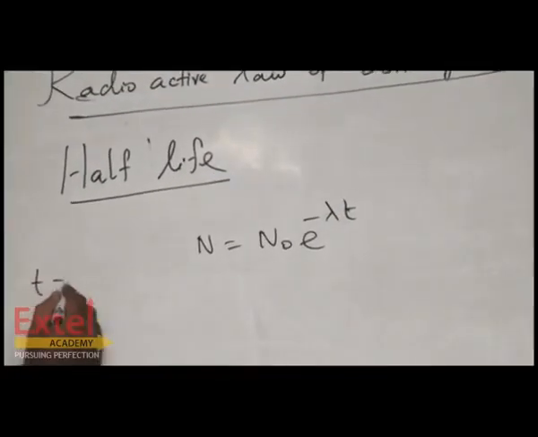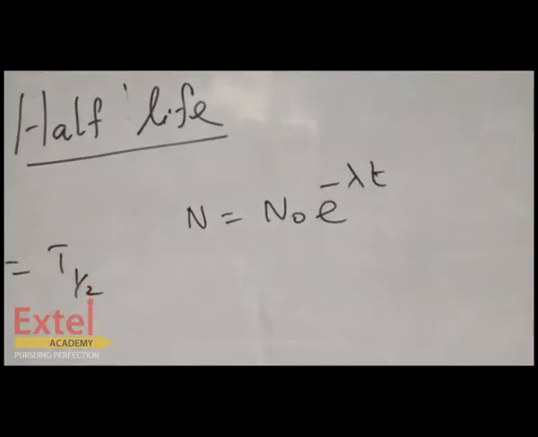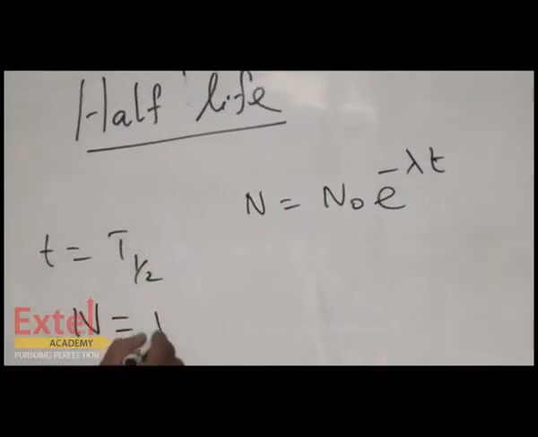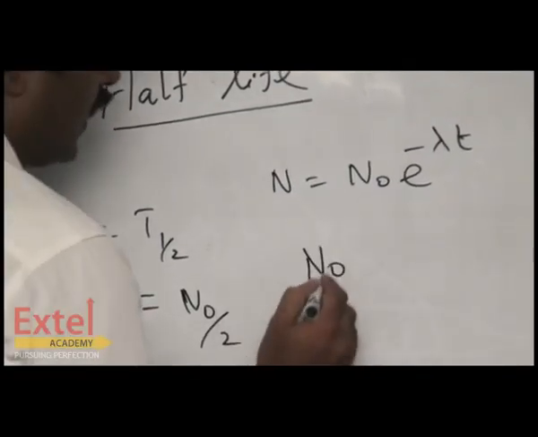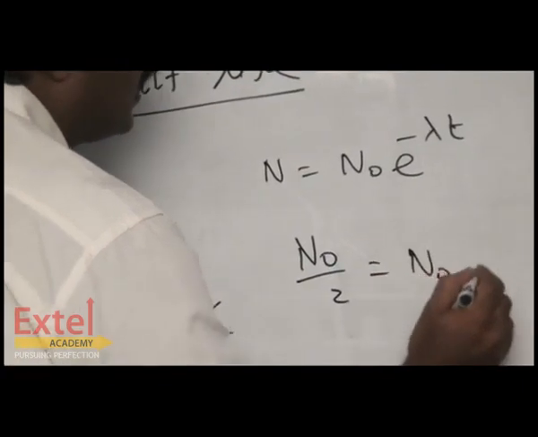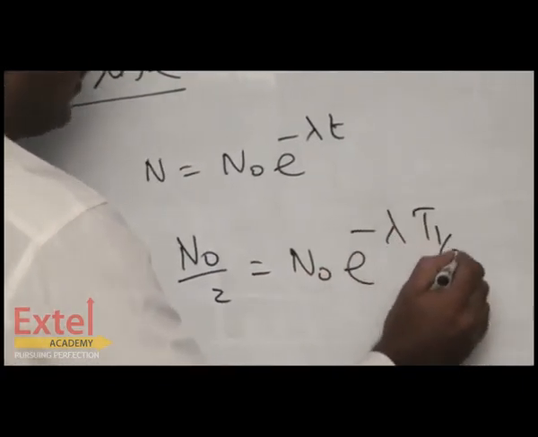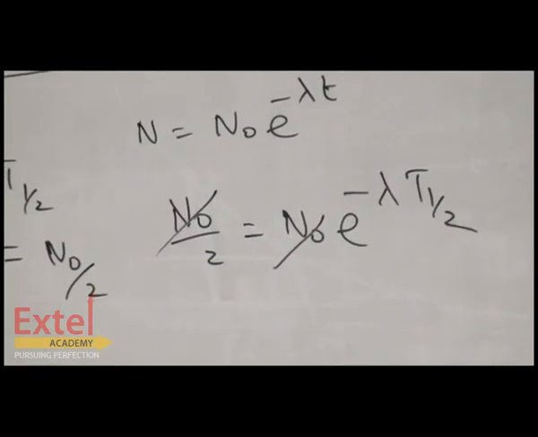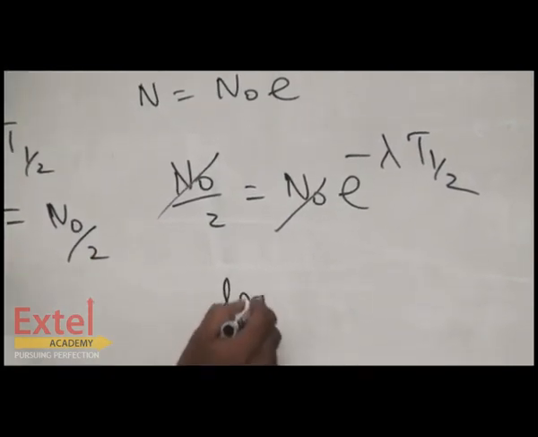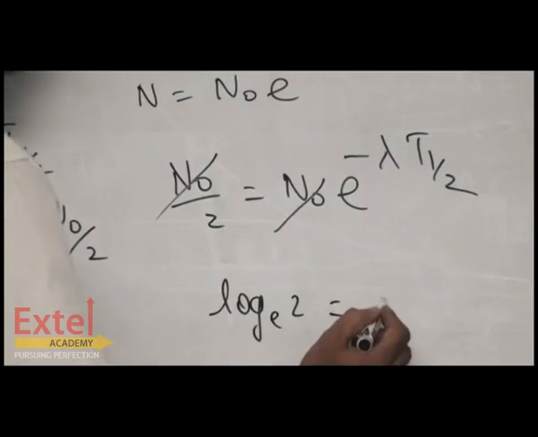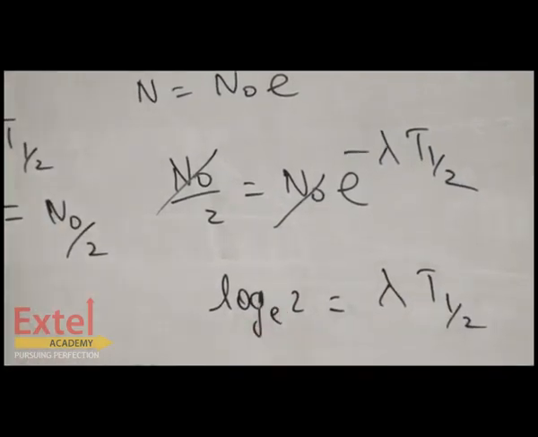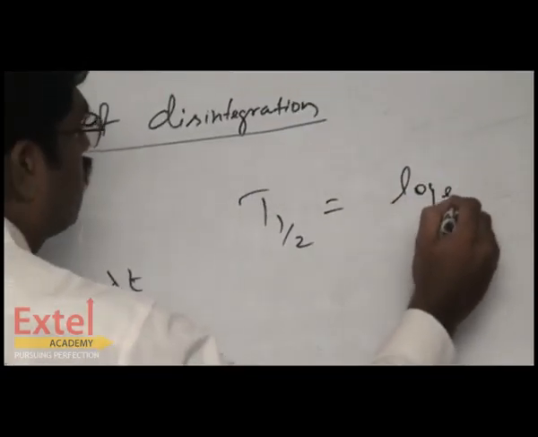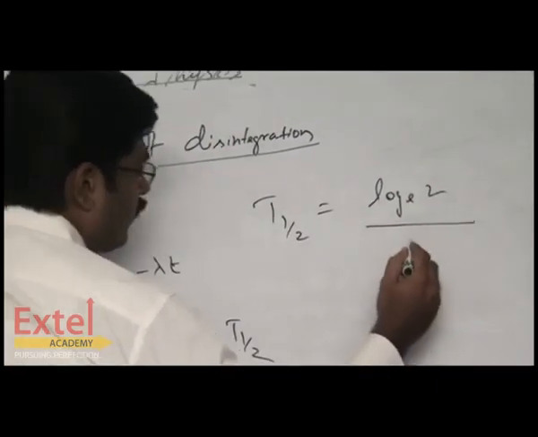At a time t is equal to t half, the number of atoms N is equal to N naught by 2. So substitute that: N naught by 2 is equal to N naught e power minus lambda t half. So N naught can be cancelled. So log to the base e of 2 is equal to simply lambda t half. Our aim is to calculate t half, so t half is equal to log to the base e of 2 by lambda.